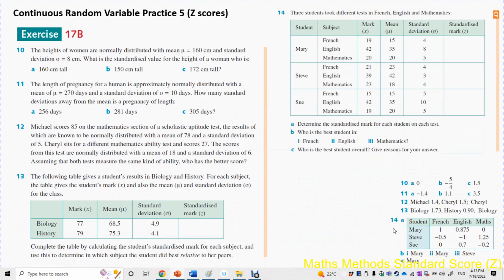Okay, so there are plenty of examples here. Can you spend some time working through those questions?